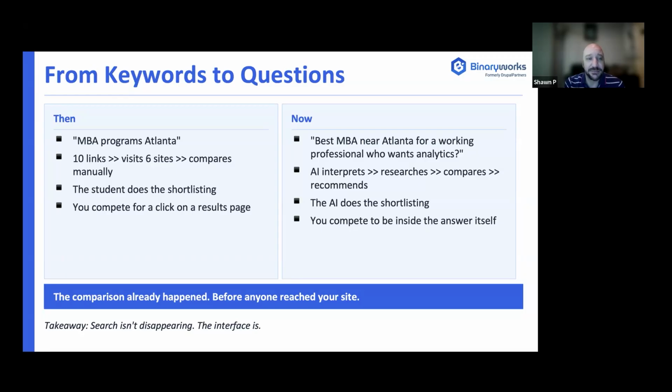And in the past, you would compete for a click on a results page using SEO. Now you compete to be inside the answer itself. Remember, those AI answers are appearing at the top of the searches, with SEO below that, and then the natural ranking. So the comparisons have already happened before anyone has reached your site. The takeaway is that search isn't disappearing, the interface is. So you want to make sure your content is being read and cited properly.